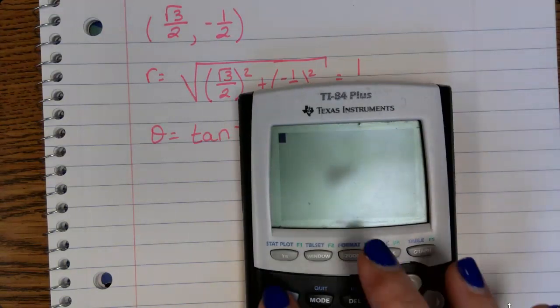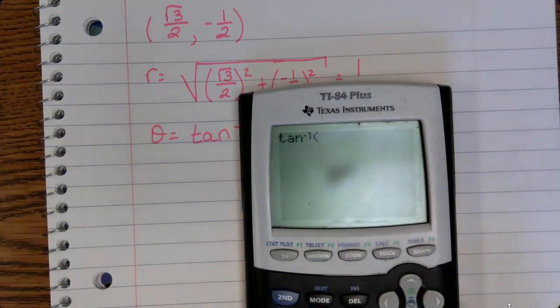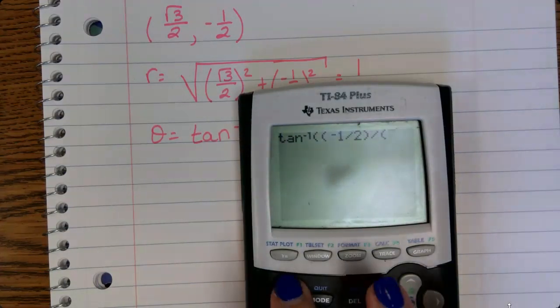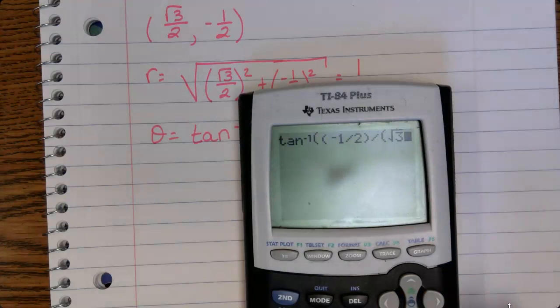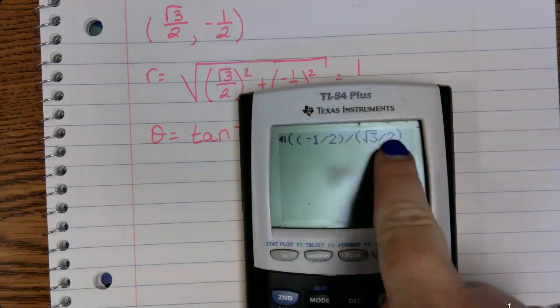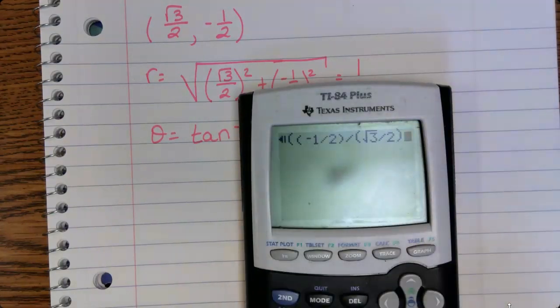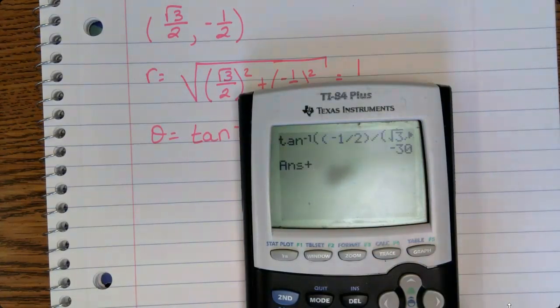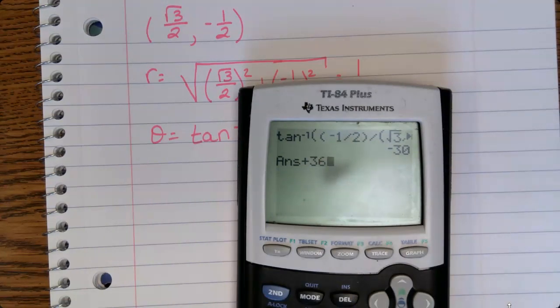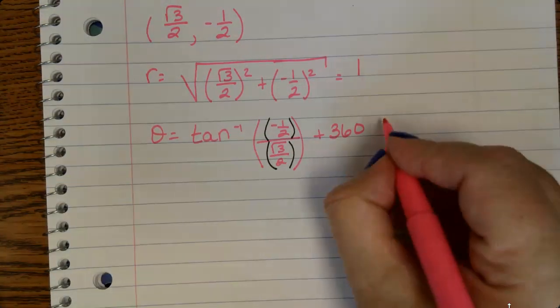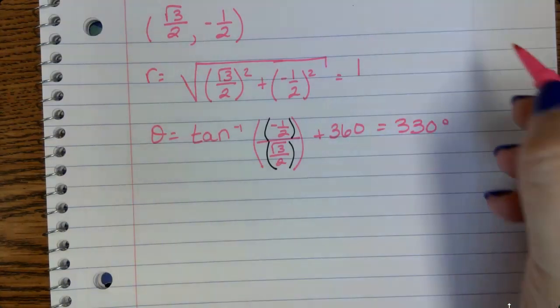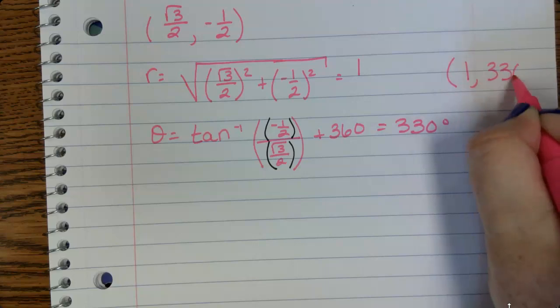Okay, here we go, clear. Inverse tangent. We're going to open up another set and be negative 1/2. Close that. Divide. Open. Square root of 3 divided by 2. Close. That just closed this one. You see how we have this other one out here? We need to close one more time. Hit enter, and then I forgot to add my 360. Plus 360, which gives me 330. So my final answer is 1 and 330 degrees.